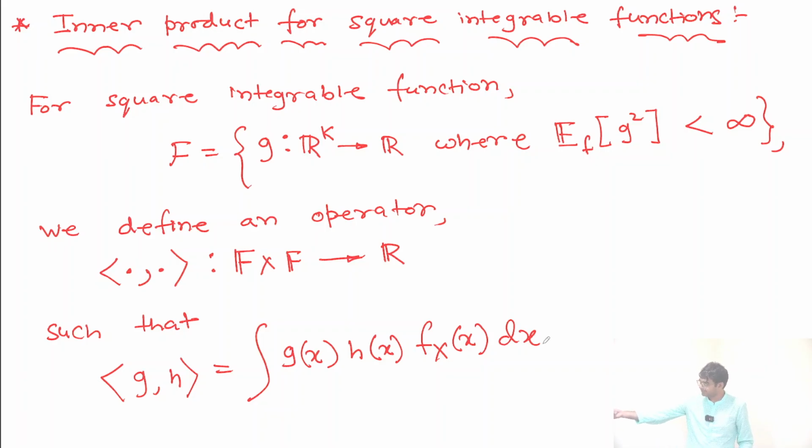Obviously, here you can understand that both g and h belong to the calligraphic f, the square integrable function space, right? Both g and h belong to that function space, the calligraphic f, the first equation I wrote in this slide. So these are both belonging to that space. Both g and h are square integrable functions, right? Clear?